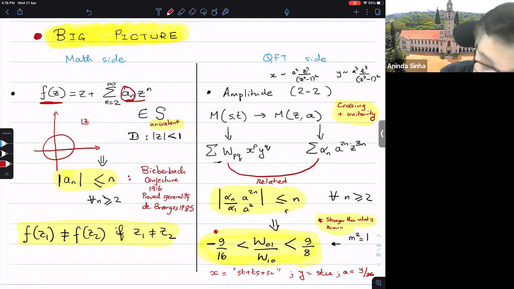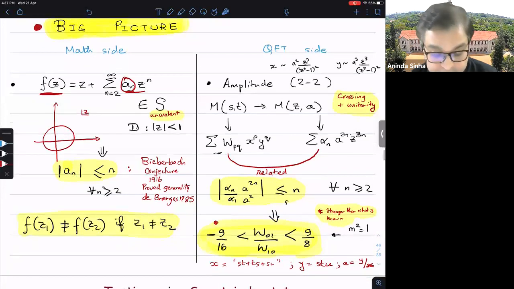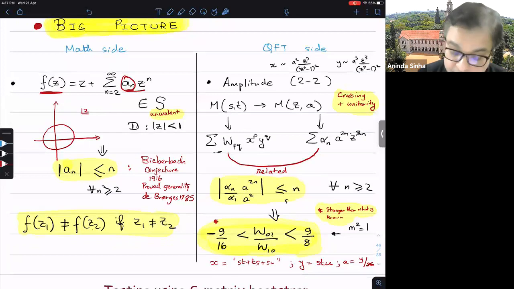Bieberbach in 1916 made a conjecture that the magnitude of these a_n in this function should be less than or equal to n. So that is why it is called the Bieberbach conjecture. Now it was proved in complete generality for even complex a_n by de Branges in 1985. That is why it's now called the de Branges theorem. My claim is that there is an analog of the left-hand side in quantum field theory.